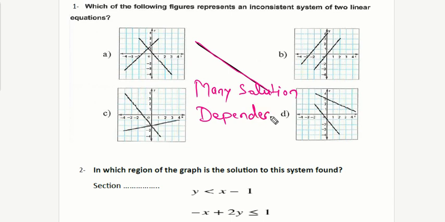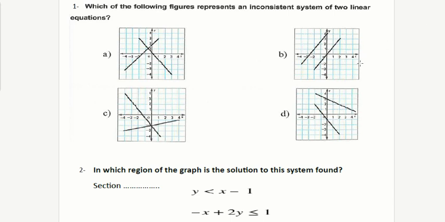Consistent, right? So if you have a solution, the system is consistent. If you have one solution or many solutions, the system is consistent. If you have no solution, the system is inconsistent. Solution, consistent. No solution, inconsistent. All right? Okay, let's move on to the next one.